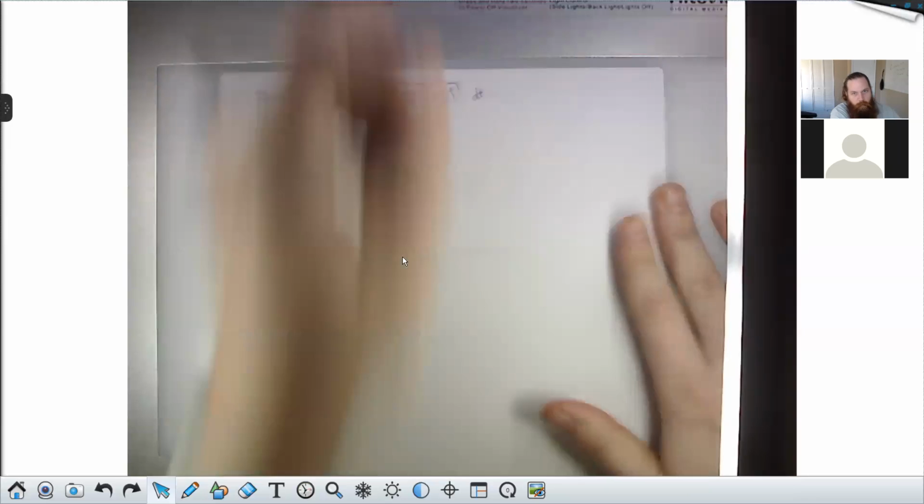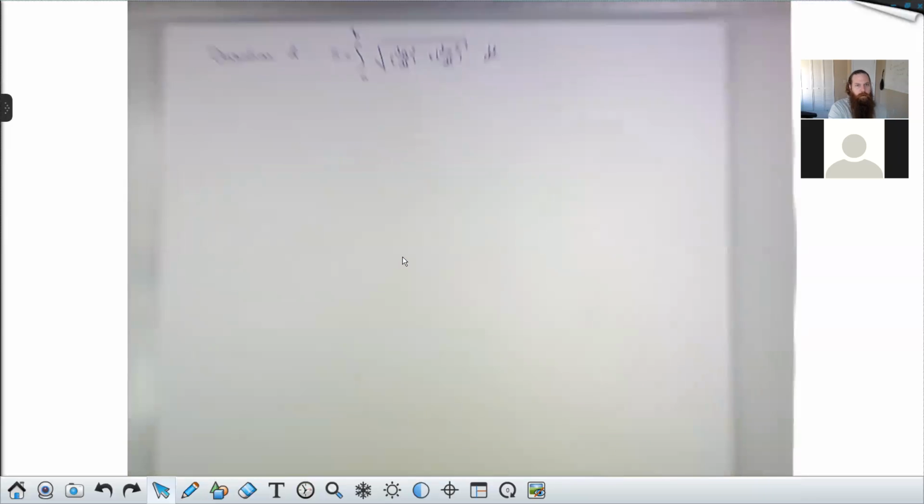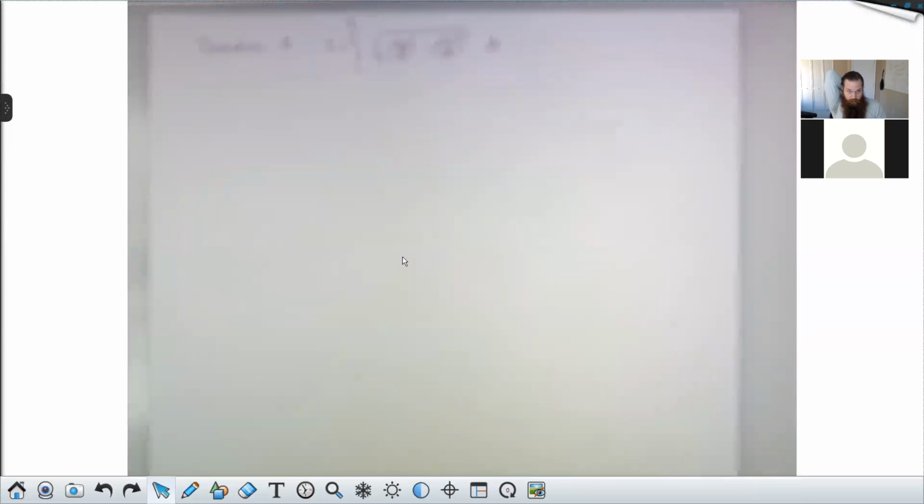So I claim that if you want to find the arc length of a parametric curve, x of t and y of t, this is how you do it. You integrate from time t equals a to time t equals b, the expression square root of (dy/dt) squared plus (dx/dt) squared.